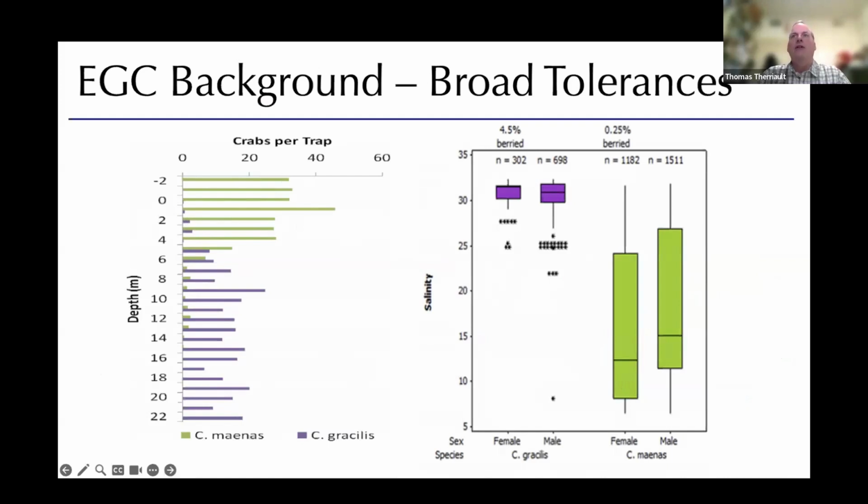The other thing to look at is its salinity tolerance. European green crab has a huge salinity tolerance, ranging from almost freshwater to fully marine, whereas our native crab is restricted to those high salinity waters. So again, when we think about it from an invasion perspective, they're getting into areas where we don't have a lot of competition from native species, and so they can establish themselves and then spread from there.